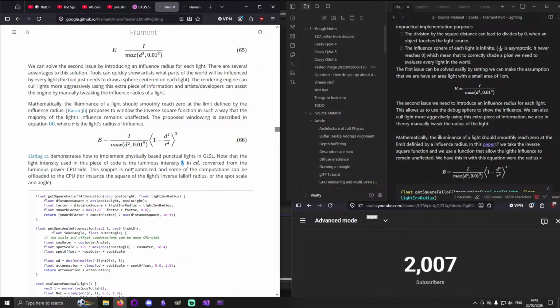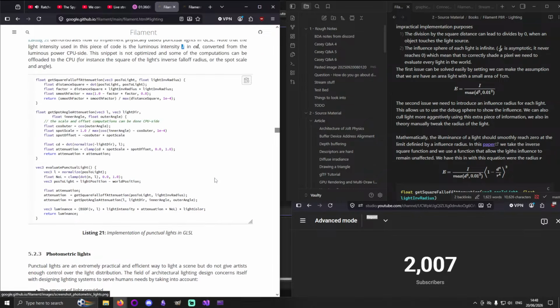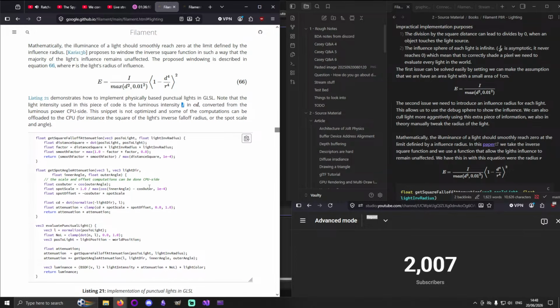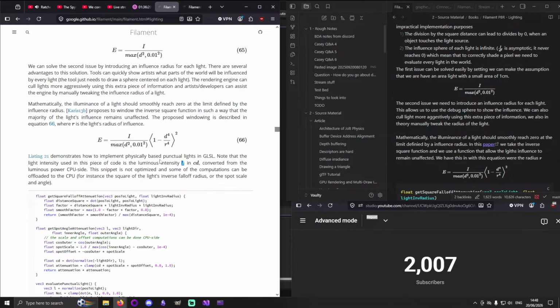This snippet is not optimized, so we need to offload some of this, for instance, the inverse square light falloff radius or a spotlight. So this goes into photometric light. We've really got to dig into this, otherwise we have not necessarily succeeded.